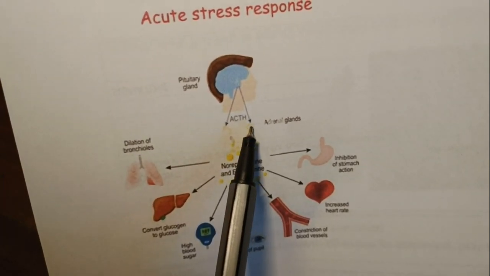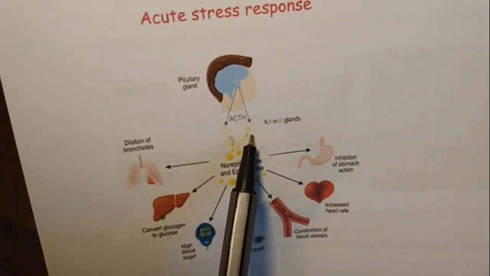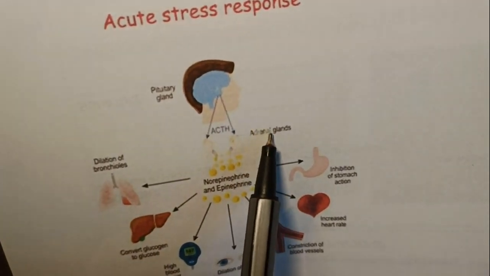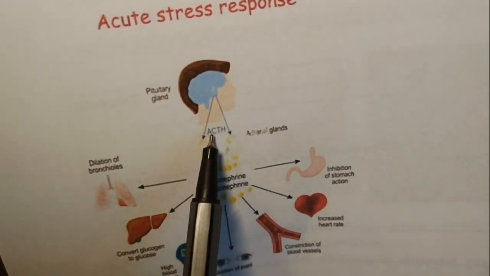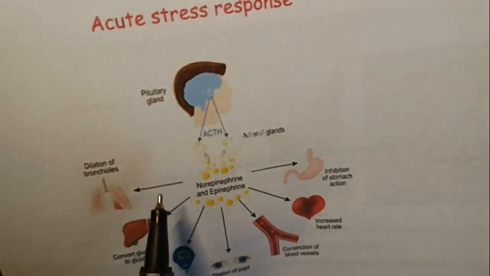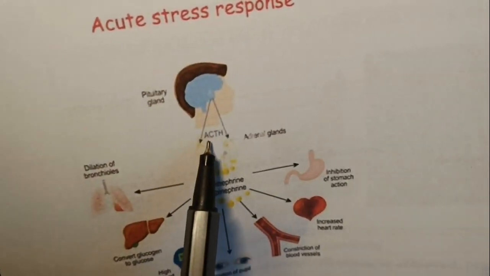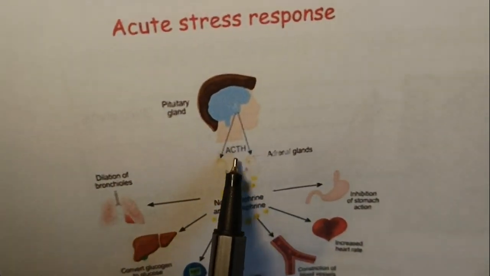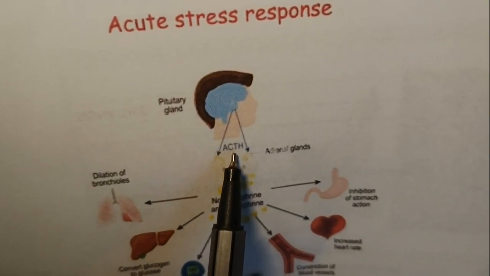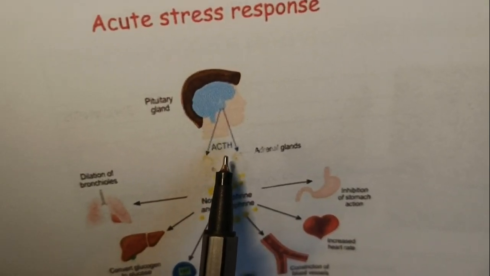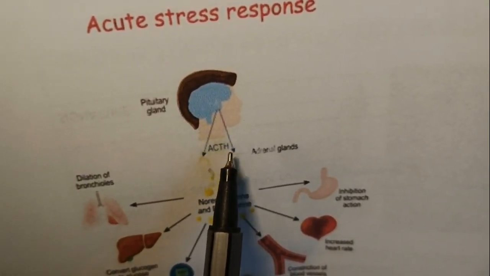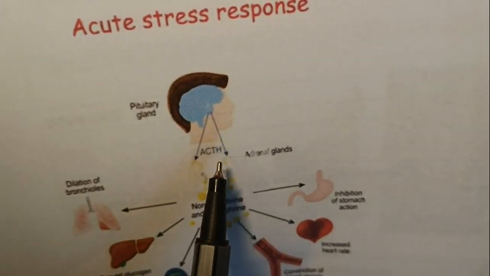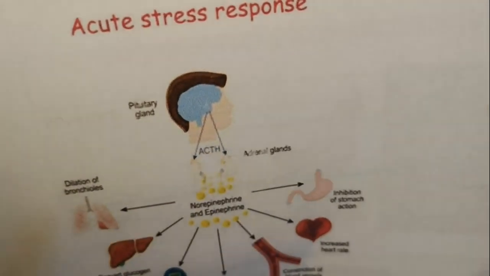So these are the adrenal glands at the top of the kidneys. Okay, so that's adrenal gland. Adrenal gland secretion is controlled from pituitary gland via ACTH. So it's not important for you at this stage, but I'll tell you as extra information. ACTH is adrenocorticotropic hormone. It is secreted by pituitary gland that acts on adrenal glands.